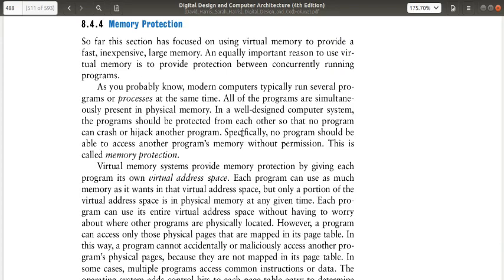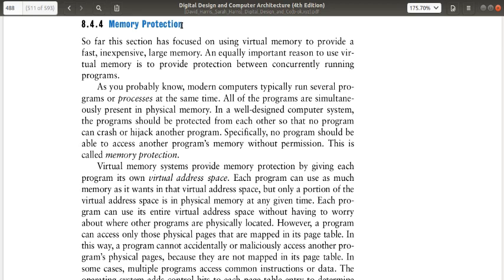Okay, now moving on to our last topic in virtual memory. It is called memory protection, right? Till now we were just talking about a single process or a single program, right? But in a real computing system, multiple processes will be running at the same time, and most of these processes will be having some sort of memory access. So there is a chance of a clash, right? There is a chance of multiple processes accessing the same physical memory.